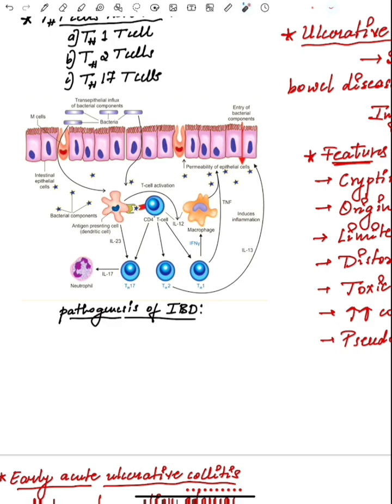Or it may also produce TNF, which also increases the permeability and increases the entry of bacterial components into the intestinal epithelial cells. Now coming to TH cells, TH2, this T helper 2, produces IL-13. IL-13 also increases the permeability. Now coming to the antigen presenting cell, it produces IL-23, which helps TH17 cells, which produce IL-17 to recruit neutrophils. This neutrophil infiltration can be seen in this layer. This leads to inflammatory bowel disease, which is further explained.